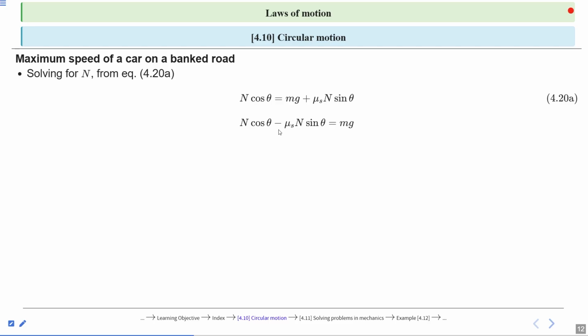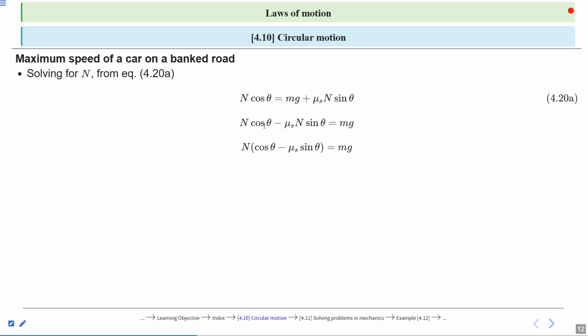So n cos theta minus mu s n sin theta is equal to mg. When we replace the terms, look here: on the left side we have n cos theta minus mu s n sin theta, and the right side is mg. So it will be n cos theta minus mu s n sin theta, which is equal to mg. The remaining term is mg.